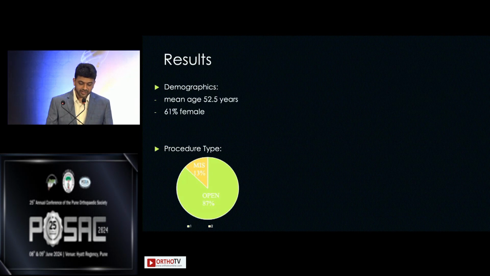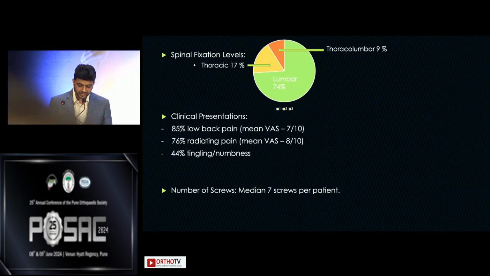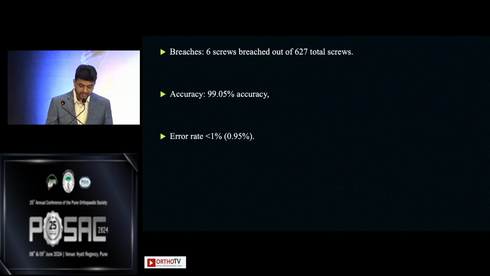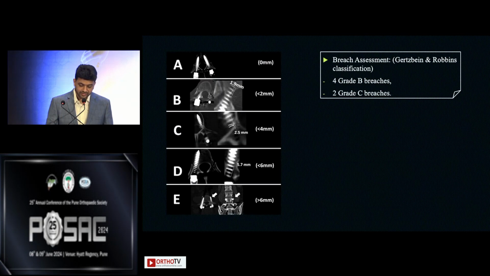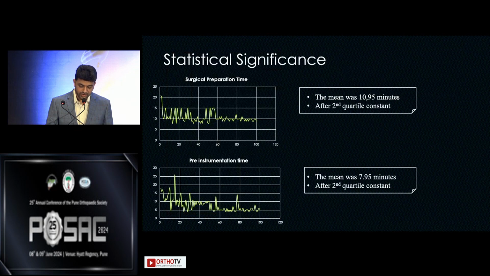Results. Demographic data: mean age was 52 years, 61% of patients were female. Procedure type: 13% was MIS, while open was 87%. Levels were majorly lumbar. Clinical presentation: we had low back pain and radiating pain with VAS 7 and 8 respectively. Number of screws: median 7 screws per patient. Breaches: 6 screws were breached out of 627 total screws. Accuracy was 99%. This is the Gertzbein and Robbins classification where grade A is 0 mm, B is less than 2 mm, C is 2 to 4 mm, and D is more than 4 mm.